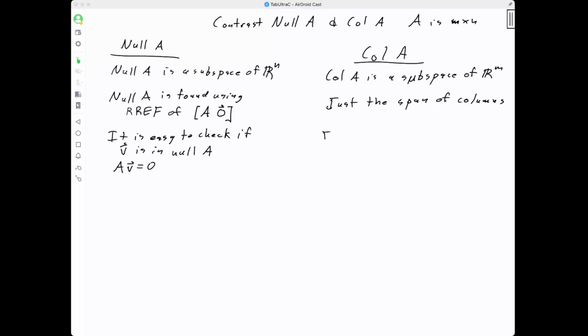To show v is in the column space of A, you have to find the reduced row echelon form of the matrix A augmented with v, to see if it has a solution. So there are some differences between these two vector spaces, these two subspaces.